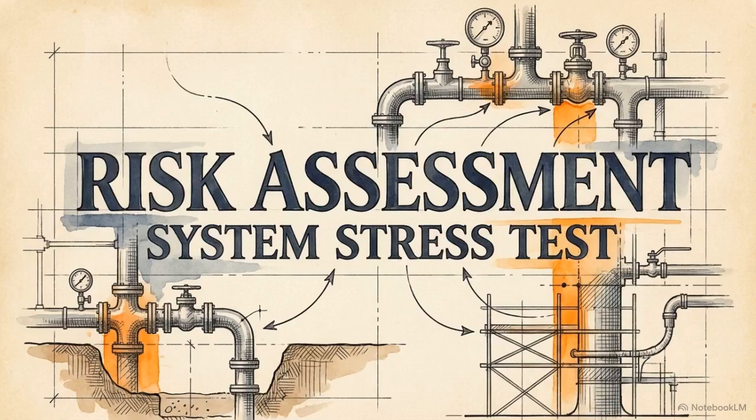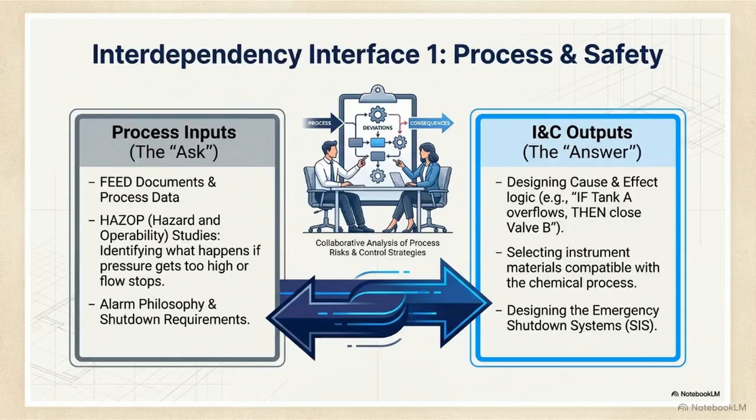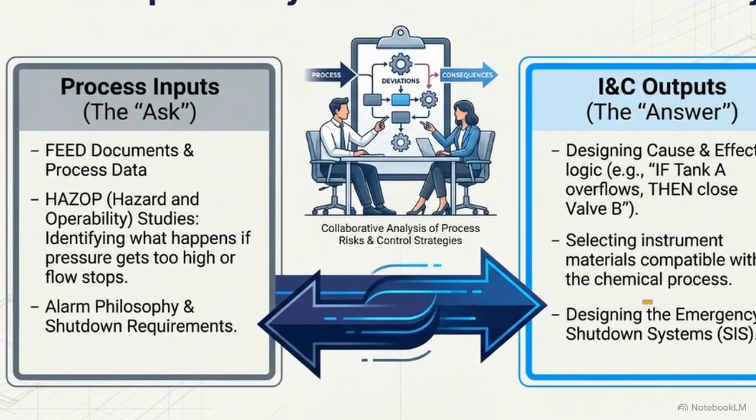They run a study called a HAZOP, which is a structured way to ask what if. What if a pipe clogs? What if the pressure climbs too high? Now, those safety questions need a technical response from the instrumentation and control team, the group in charge of sensors and automation. Looking at this graphic, we see how the ask crosses the seam so they can build the answer.